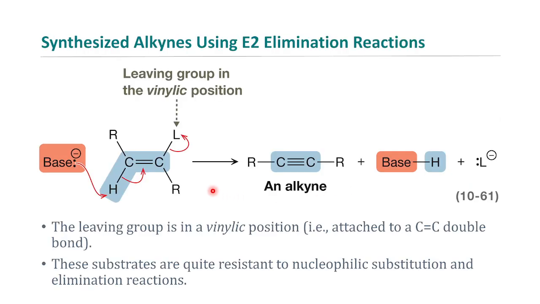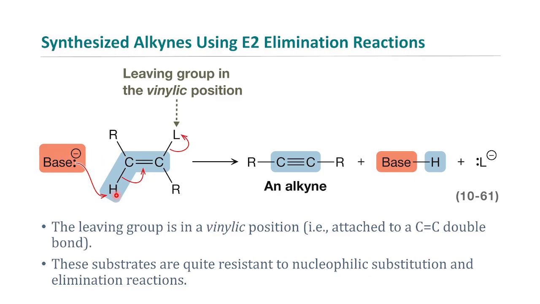So let's go ahead and look at synthesizing alkynes using elimination reactions. So in this case right here, we have a double bond, and the leaving group is going to be in the vinylic position. So right here we have the leaving group. It's attached to the double bond. These substrates are going to be quite resistant to nucleophilic substitution and elimination reactions. It's actually not very easy to do. And so this would be that E2 reaction to generate a triple bond where we have a double bond.